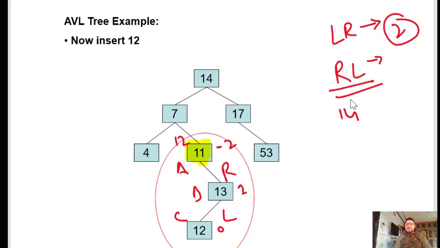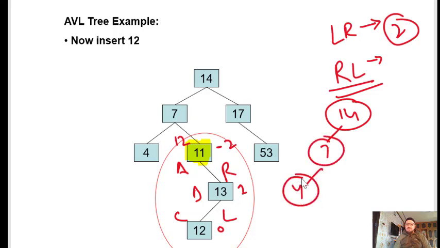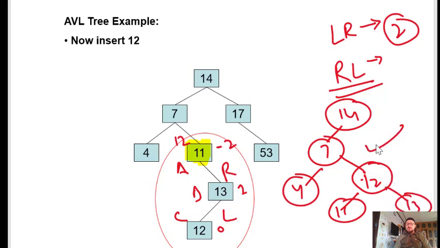So it will be like this: 14, 7, 4. Then we have here 11, 12 will take place of 11. Make C the father of both A and B. So 11 will go here, and for B 13 will go here. So it will be balanced like this.